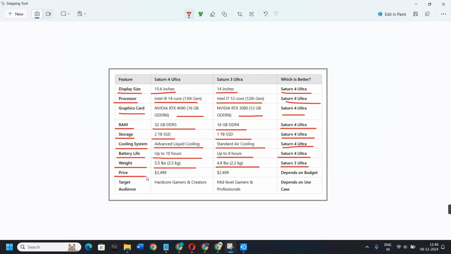Now let's look at the price. $3499 is the estimated price of Saturn 4 Ultra and $2499 is the estimated price of 3 Ultra. So it depends upon the budget. And in the last, let's look at the target audience. The target audience of Saturn 4 Ultra is hardcore gamers and creators. And the target audience of Saturn 3 Ultra is mid-level gamers and professionals. So it depends upon the case.